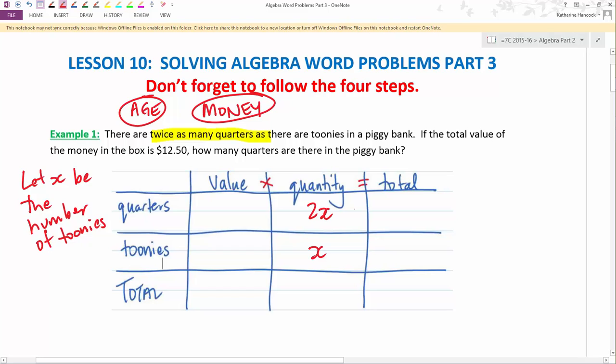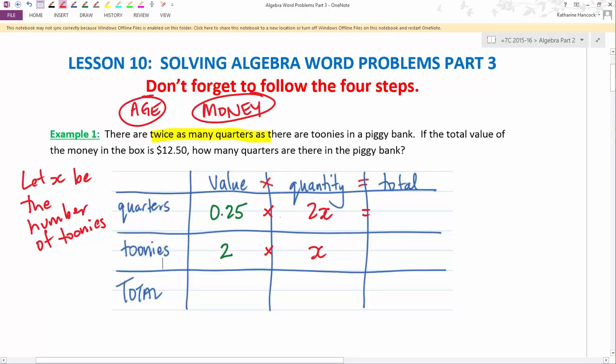Then we've got to put in how much these are worth. Well, a quarter is worth 25 cents. I'm going to write that as 0.25, and a toonie is worth $2, so straight up, it's going to be a 2. So we have our values for the coins, and the quantity or the number of coins. To get the total, we're going to multiply value by quantity. So if I said that you had 3 quarters, you would do 3 times 25. If I said you had 5 quarters, you would do 5 times 25. In this case, we don't know how many quarters we have. It's just going to be 2x.